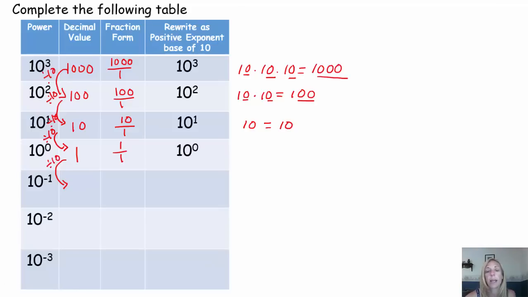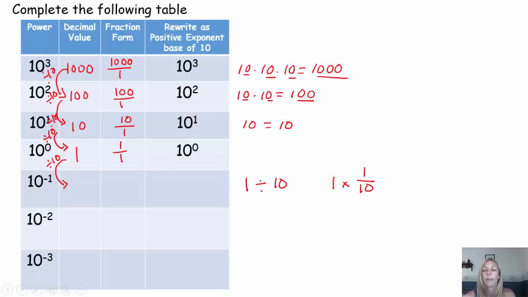So over here on the side, I'm going to do that. I'm going to say 1 divided by 10. Now remember, when we work with fractions, we have to skip, flip, and multiply. So I'm going to skip, I'm going to flip, and I'm going to multiply. And we know if I multiply straight across, 1 times 1/10 is actually 1/10. So there's my fraction form, 1 over 10.